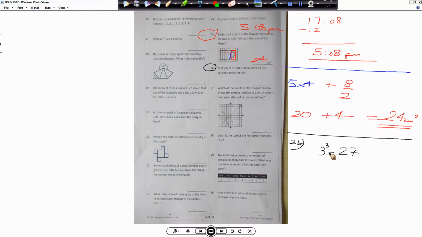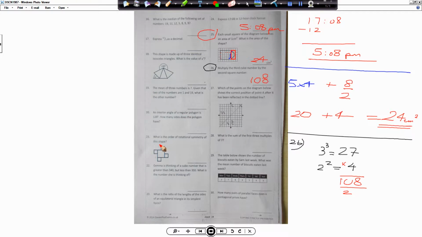Because multiply the third cube number by the second square number. Well, the second square number is 2 squared. 2 squared is 4. So they want you to do what with these two numbers? Times them, isn't it? Yeah, multiply. So let's multiply them. 108. Okay, so you need to know what the cube numbers and square numbers are. 7 times by 4 will give you 28. And 2 times by 4 is 8. Add the 2 is 10. So the answer for that one is 108.